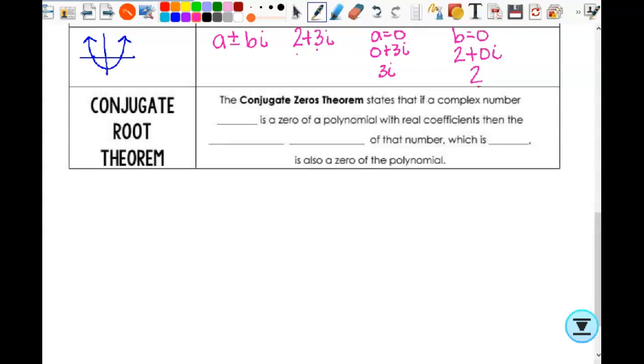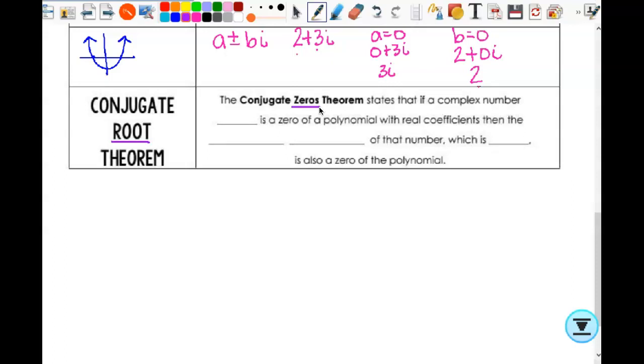So complex and imaginary aren't the exact same thing. I just want to make sure that's clear so it doesn't confuse other things. We good with that? All right, so the last thing we have right here is the conjugate root theorem. And then I say the conjugate zeros theorem. Those two words are different. Does it matter? Are those the same thing? Yes. It depends on where you get the information from, but they could be either one. That's why I just left it as being different.